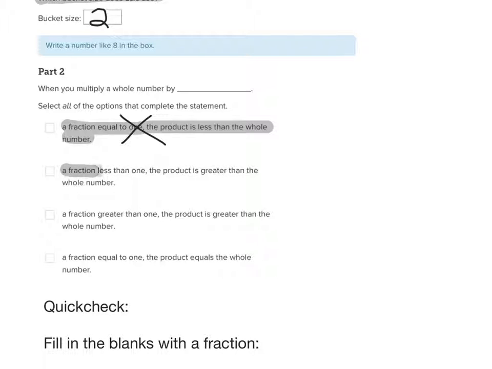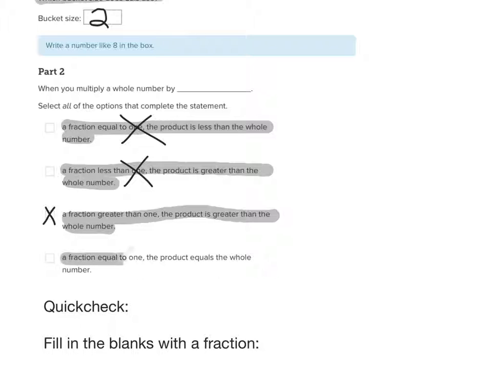Next one. When you multiply a whole number by a fraction less than 1, the product is greater than the whole number? No, the product would be smaller. Let's look at the next one. When you multiply a whole number by a fraction greater than 1, the product is greater than the whole number? Correct. Multiplying by something larger than 1 makes something bigger. And last one. When you multiply by a fraction equal to 1, the product equals the whole number. Yes, when you multiply by 1, the number equals itself. It stays the same. That is correct.